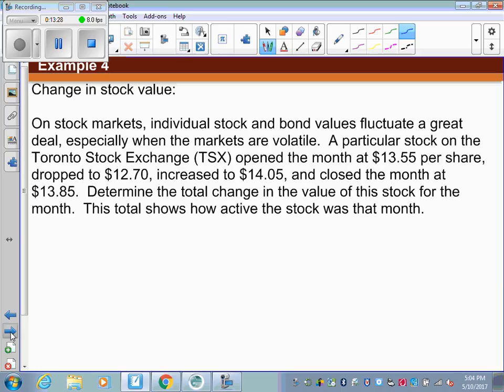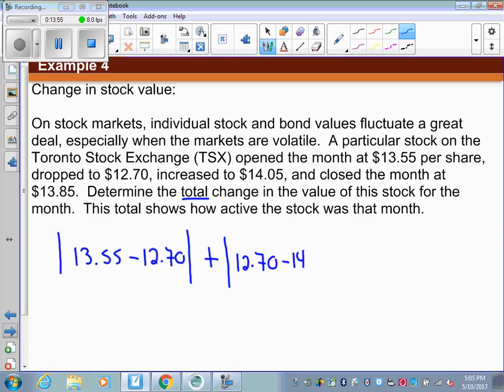So for example, if we started with $13.55, and then it dropped to $12.70, the change in that is what I'm looking for. And then, since we're looking for total, I know I have to add. It went from $12.70 to $14.05. So I'm looking for the change, so I'm always subtracting there to find out what the difference is between the prices. And then it closed the month at $13.85.